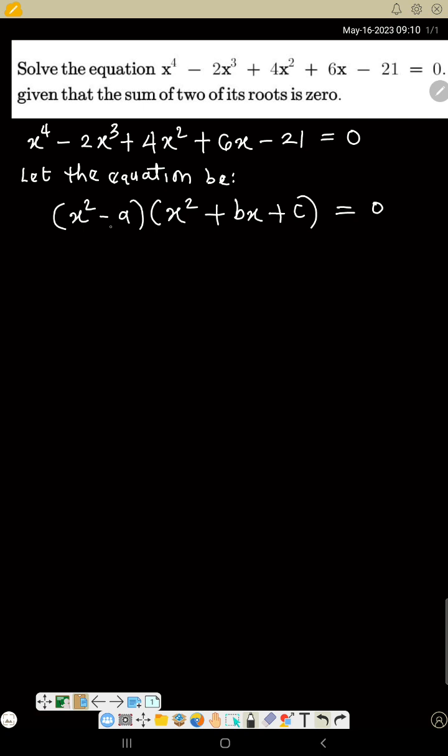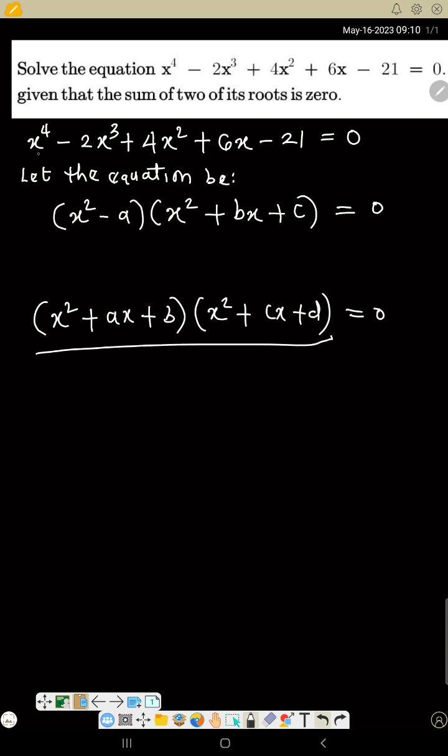So if this is not a complete quadratic, then this is like you say s squared plus as plus b, and again s squared plus cs plus d equals 0. So this will be the general form of this equation. But because of the condition, we make this one s squared minus a, so we can get the sum of two roots, that is 0.